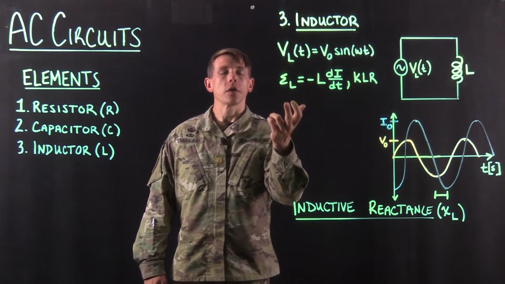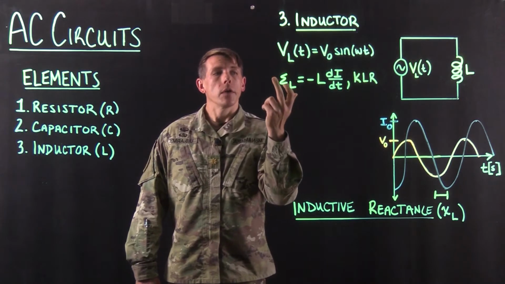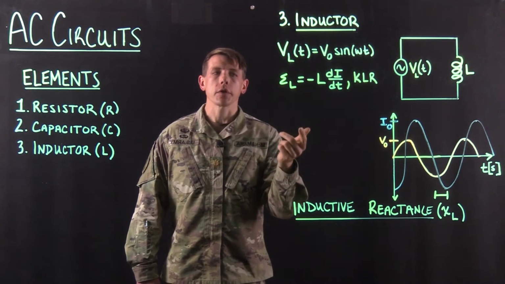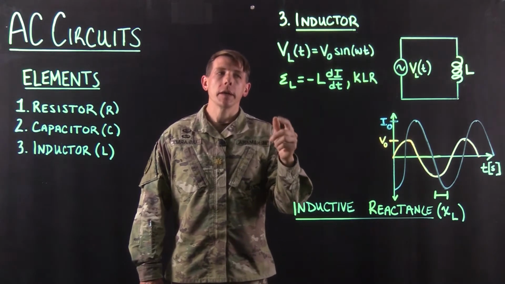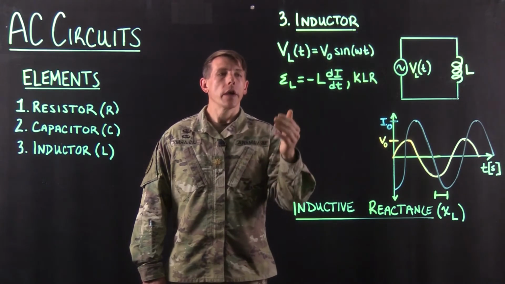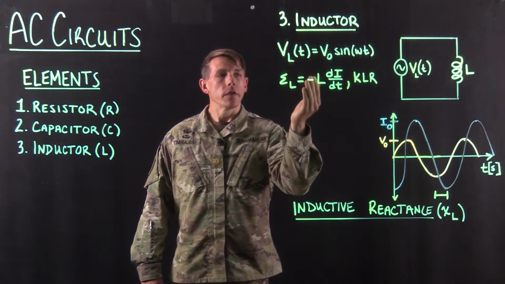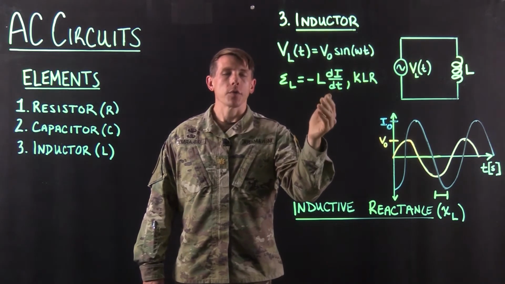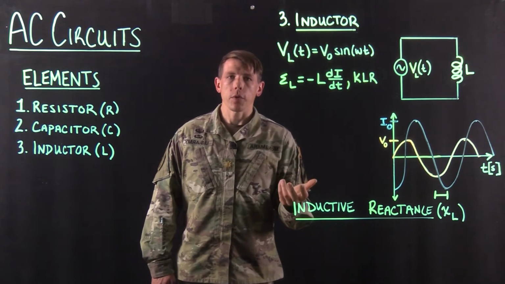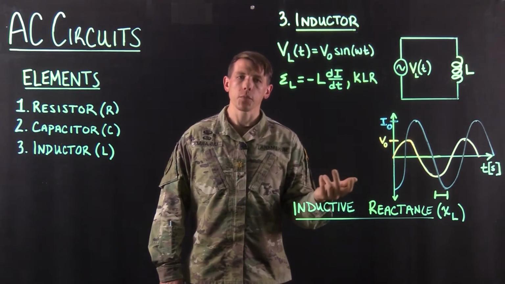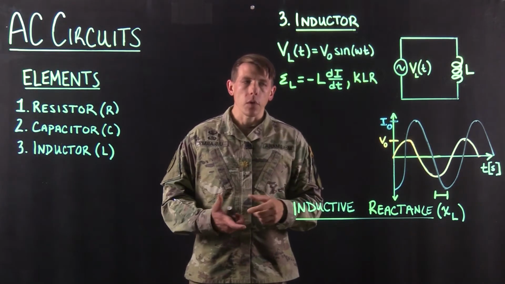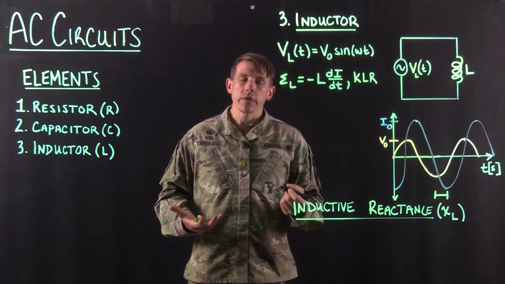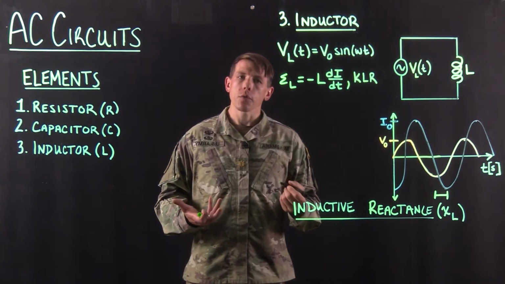The first is that we know that when current passes through an inductor, there is an EMF that opposes the current, and that is negative the inductance times the change in current with respect to time. And the principle we're going to use is Kirchhoff's loop rule. By combining those, we achieve an expression for the current through the inductor.